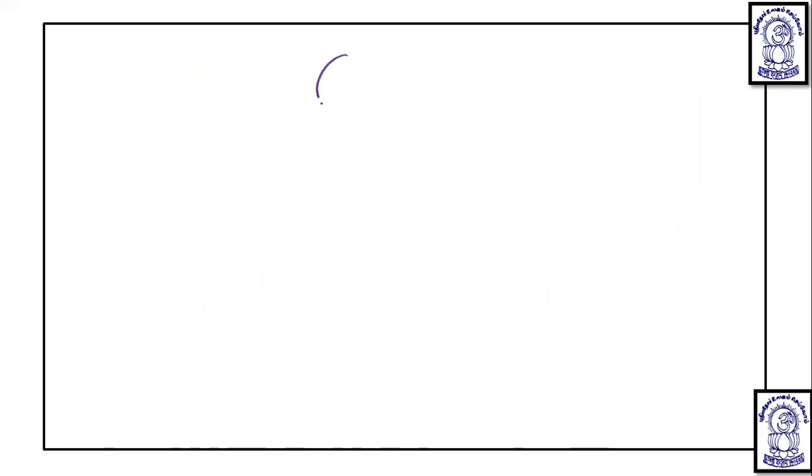Suppose this is a cell having 3 pairs, and this 2n is equal to 6. This one line shows a chromosome. So a total of 6 chromosomes are there, and it is a diploid.